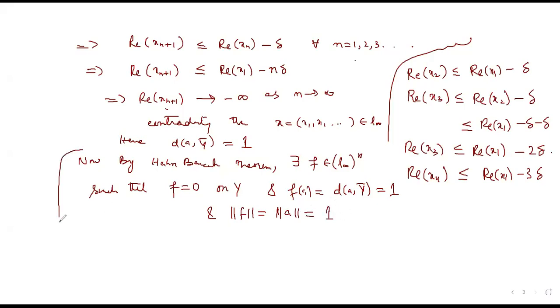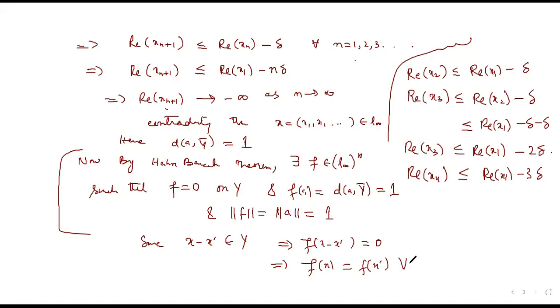ये हमारा वो एक consequence of the Hahn-Banach theorem है. So ये हमने extend किया और ये y की हर चीज को kill करता है, right? Now since x minus x prime belongs to Y, it implies that f of x minus x prime is equal to 0, and since f is linear, it implies that f of x is equal to f of x prime for all x belonging to L infinity.